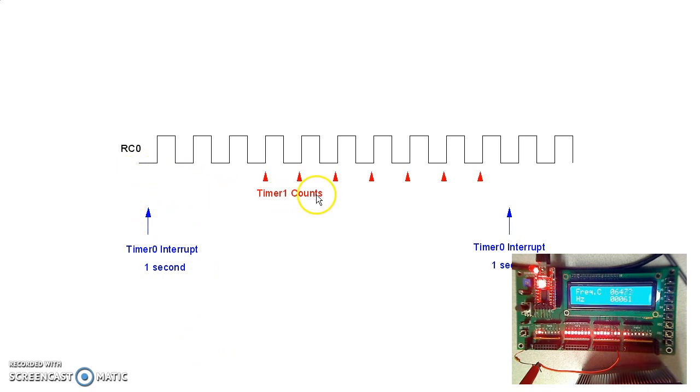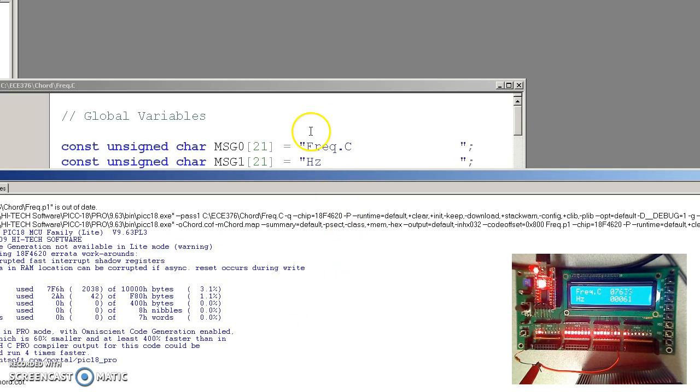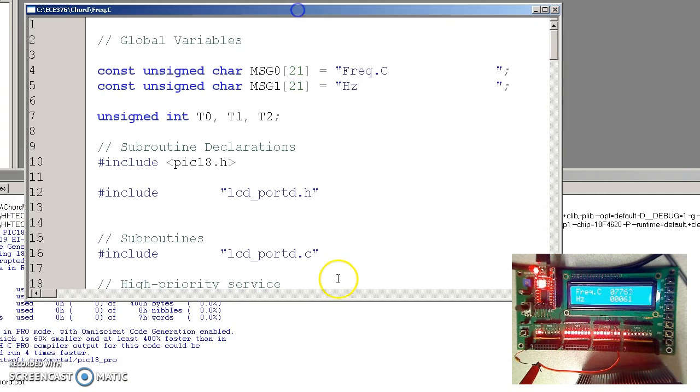RC0 is going to be the data line, the blue wire. Timer 1 is set up not as an interrupt, but just as a counter. Instead of counting clocks, it's going to count edges on RC0. Timer 0 is then set up to interrupt every 1 second by counting cycles per second, or edges per second, under the frequency in hertz. What that looks like in code is the following.